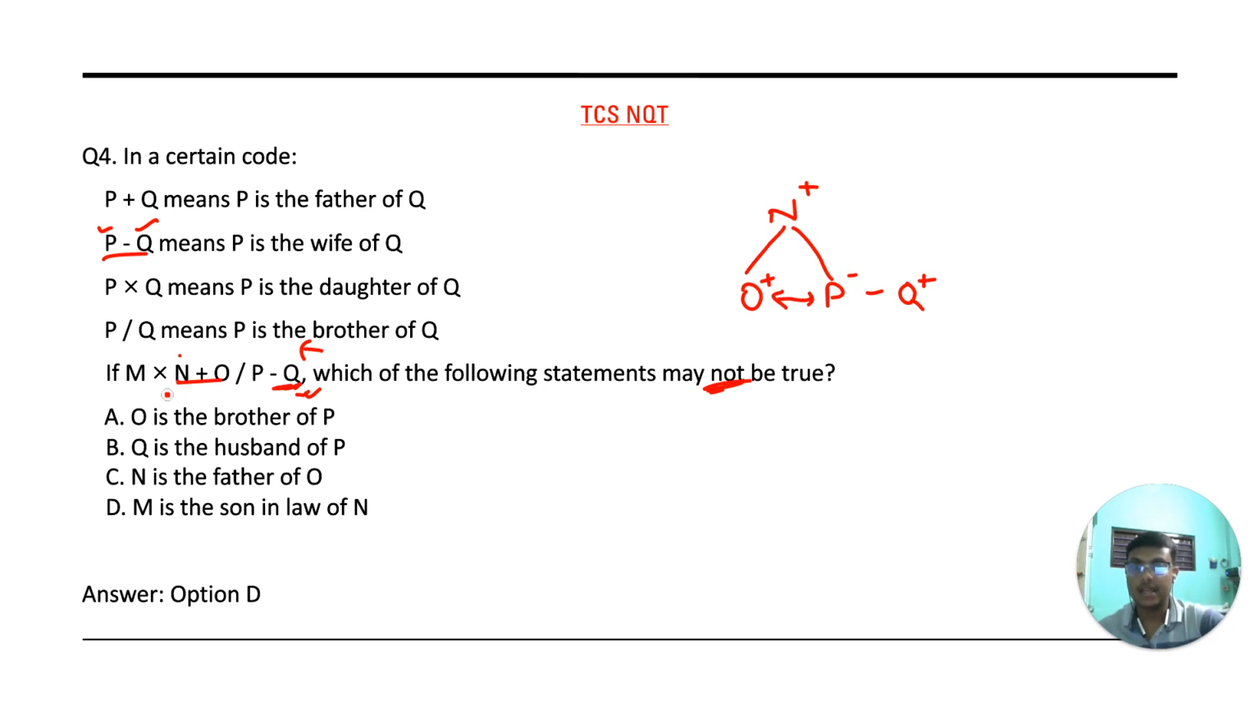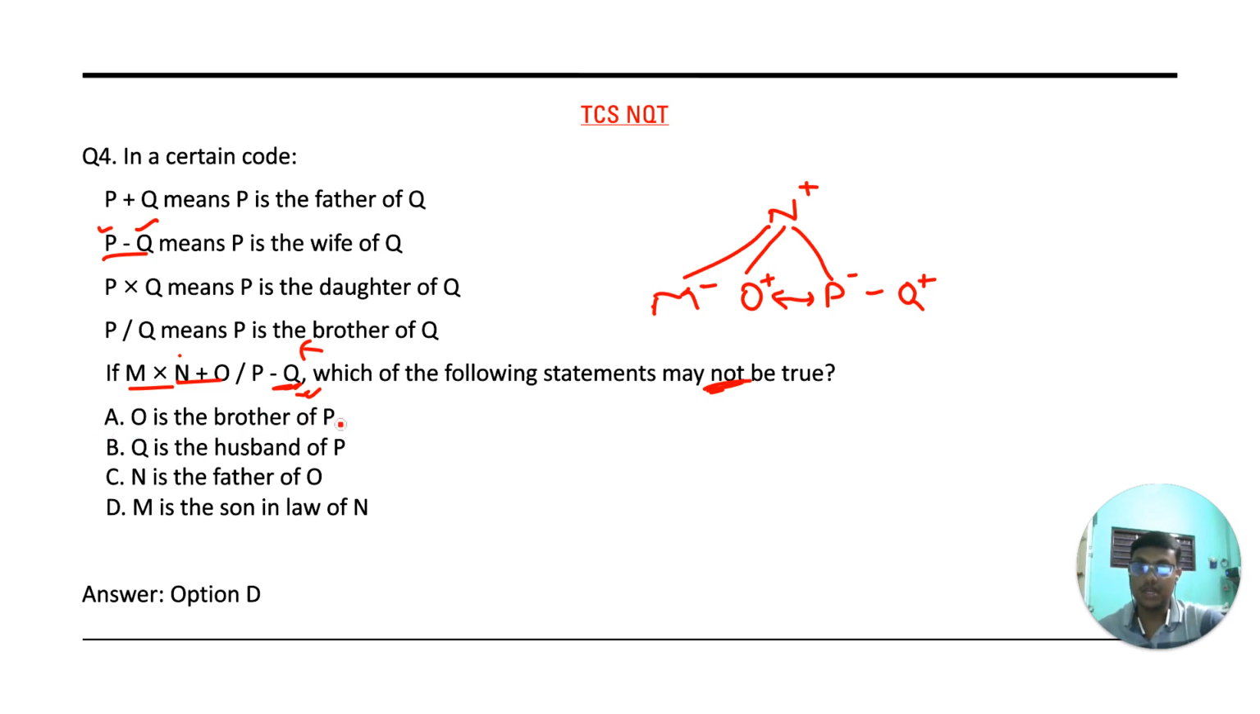Okay. Next is M cross N. M cross N means M is daughter of N. So M is daughter, thus M is of female gender and daughter of whom? N. So M is related to O and P as the sister. Okay, we are done with the statement. Now let's see what the option says.